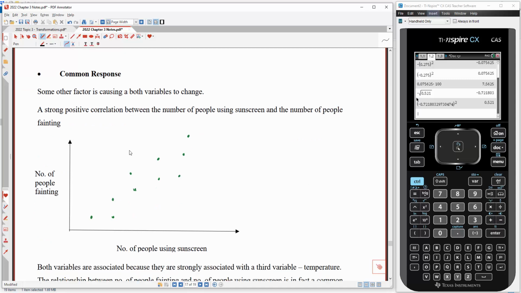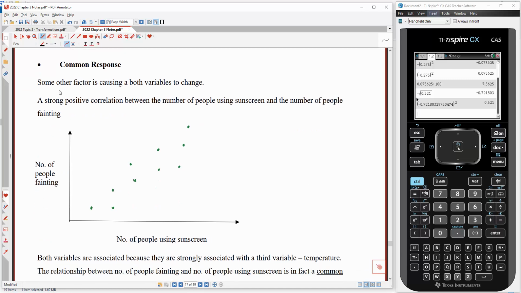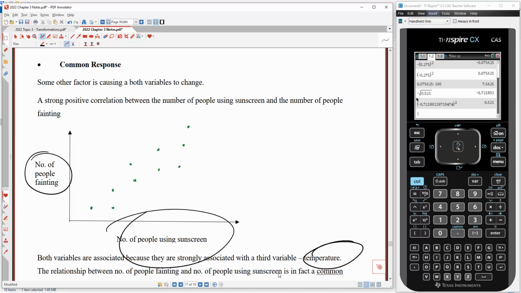All right, but we can have this thing called common response. So some other factor is causing both variables to change. So we've got a strong positive correlation between the number of people using sunscreen and the number of people fainting. Okay, so here you'd be like, oh yeah, this is something here. But actually what they're doing is both of these variables, people fainting and the number of people using sunscreen, are both responding to a third variable, and that is the temperature.